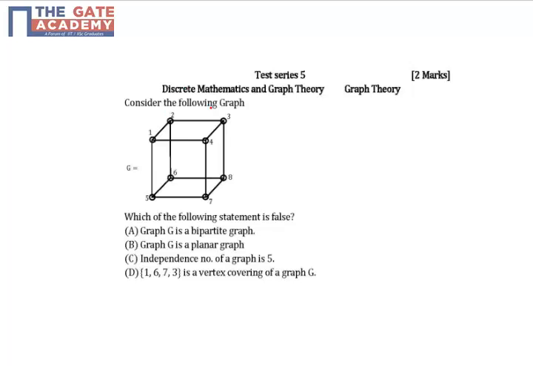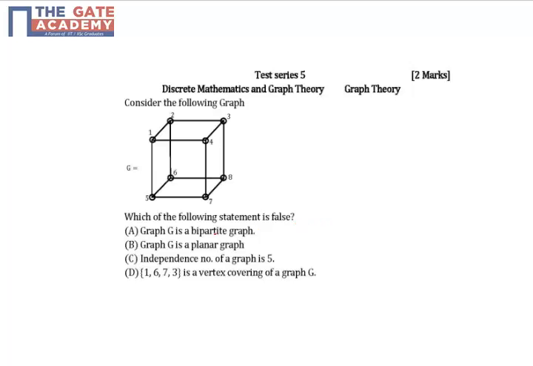Here we are given one graph and asked which of the following statements is false. The first statement is graph G is a bipartite graph. We say that a graph G is a bipartite graph if its vertices can be grouped into two sets u, v such that every edge in the graph connects a vertex in u with one in v.